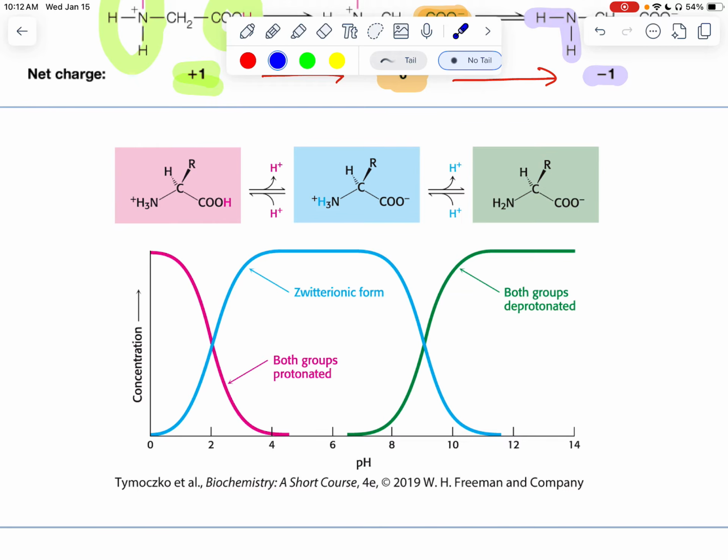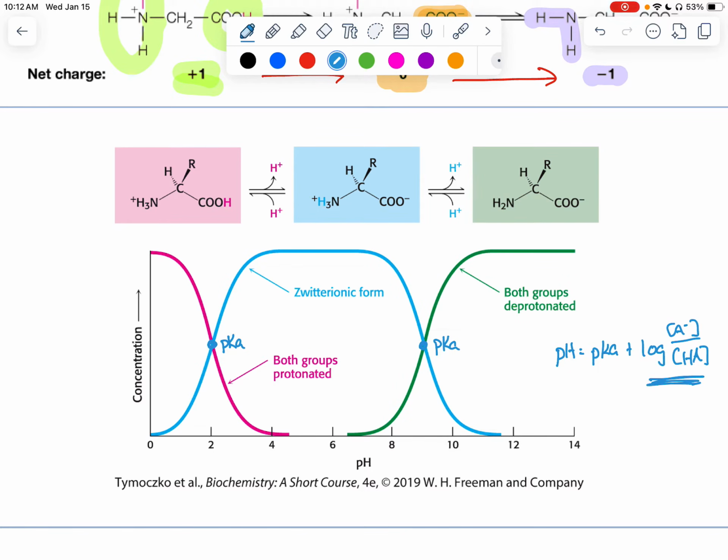So here's our concentration. If you remember back to when we did polyprotic acids, we mapped this would be a pKa value, this would be a pKa value. We know pH equals pKa plus log of A minus over HA. So we know at those pKa values, when pH equals pKa, this has to be 0, which means that ratio is 1 to 1. We have equal amounts.